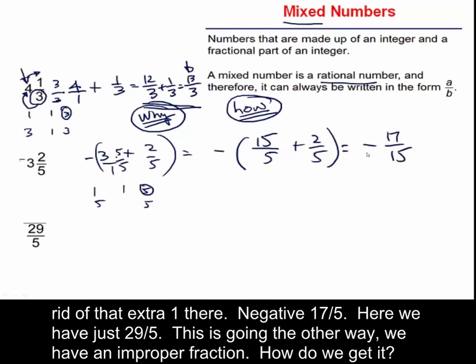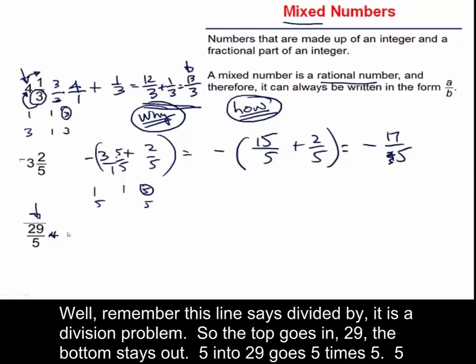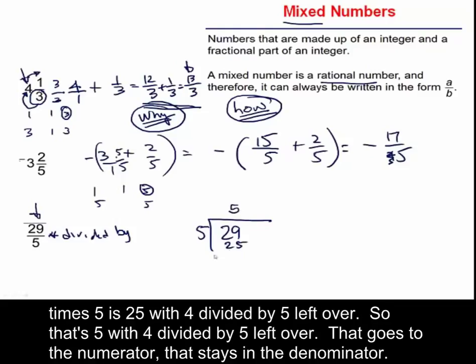Negative 17 fifths. Here we have just 29 fifths. This is going the other way. We have an improper fraction. How do we get it? Well, remember, this line says divided by. It is a division problem. So the top goes in, 29, the bottom stays out. 5 into 29 goes 5 times. 5 times 5 is 25 with 4 divided by 5 left over. So that's 5 with 4 divided by 5 left over. That goes to the numerator. That stays in the denominator.